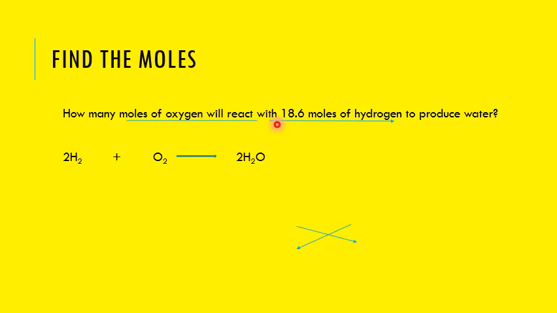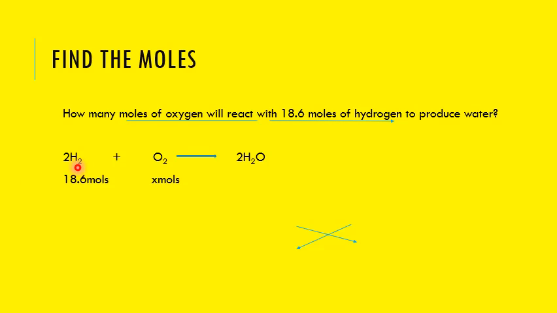So how do we know which is which? So 18.6 moles of hydrogen, where do I put it? Let's look for the hints. How many moles of oxygen will react? That word react is telling us that it is a reactant. So that's our X, right? And then react with 18.6 moles of hydrogen. So it's going to react with hydrogen. That means 18.6 moles of hydrogen is also a reactant. So we're going to put that information inside of our equation.